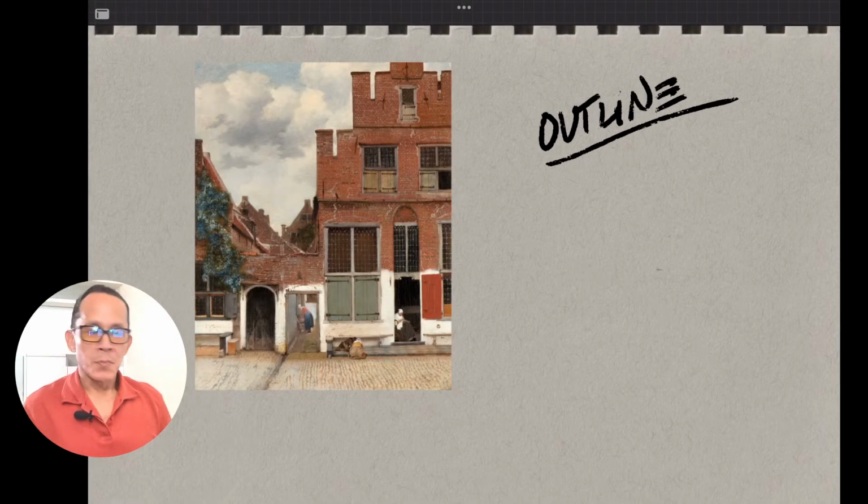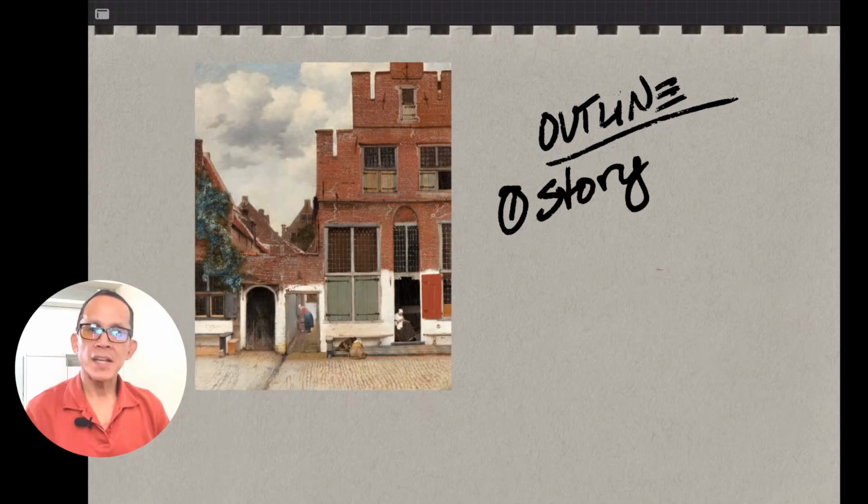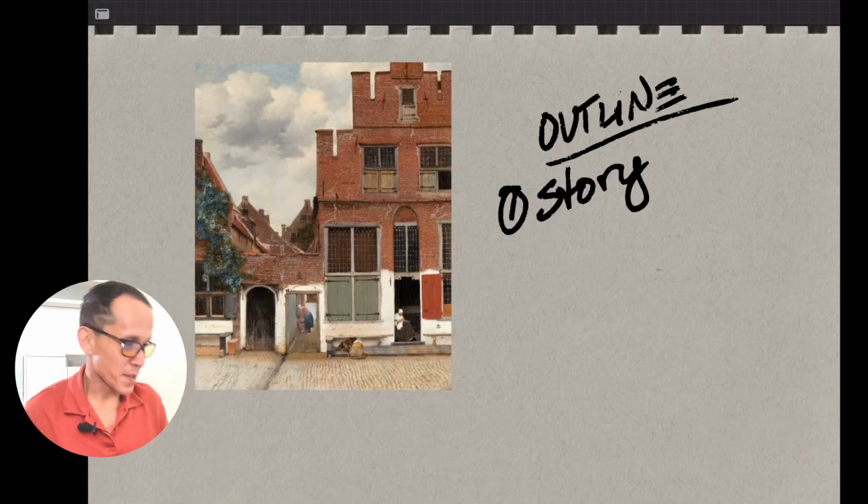So we're going to do a very simple outline for today. First, I want to talk about the story of this painting, Vermeer's story. It has a very cool story. I'll explain the origin of this painting, why it came to be, how it came to be, and why it's important in Vermeer's legacy, and why it's important to us as art lovers.